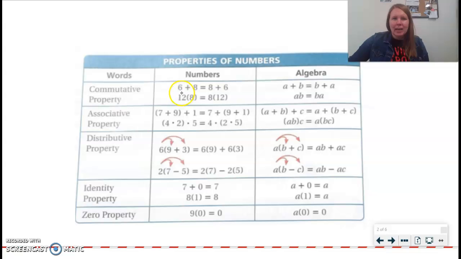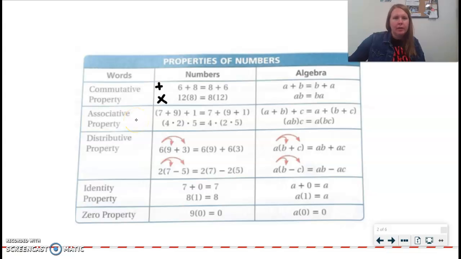But what it means is that you can add things, and it does not matter the order. When you add them, you will still get the same solution. The same goes for multiplying. It doesn't matter if 12 comes first or 8 comes first when you multiply, you would still get the same answer. And the same thing works for addition. So this is a property that works for addition as well as multiplication.